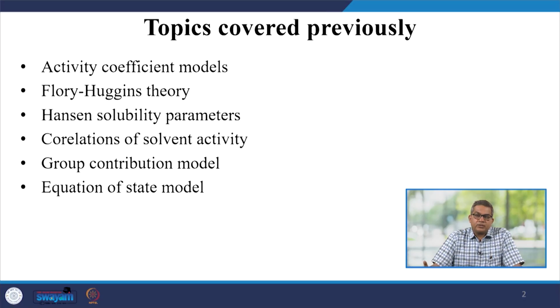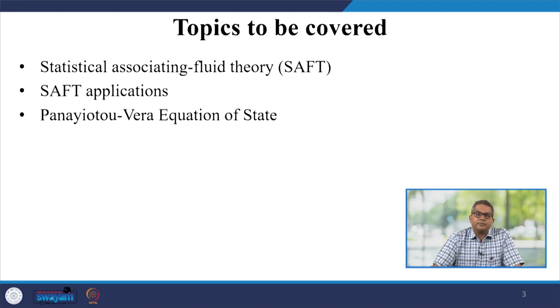Now in the previous lectures we covered the activity coefficient models. We discussed the Flory-Huggins theory, because we were discussing the different thermodynamic models that can predict the behavior of polymeric systems. We discussed the Hansen solubility parameters, developed the correlation for solvent activity, and discussed the group contribution model and the equation of state model.